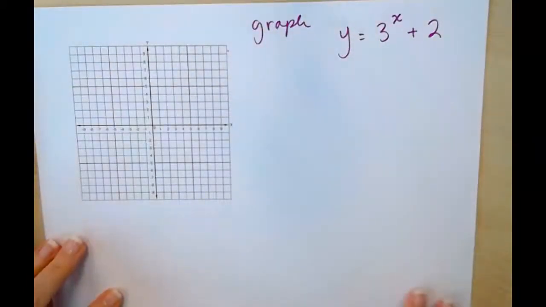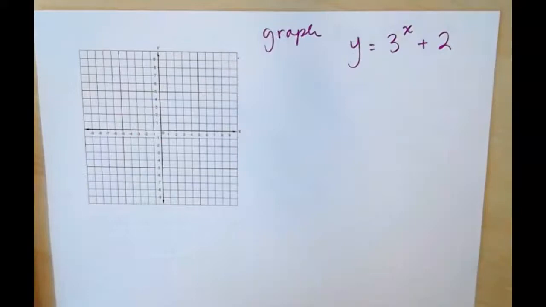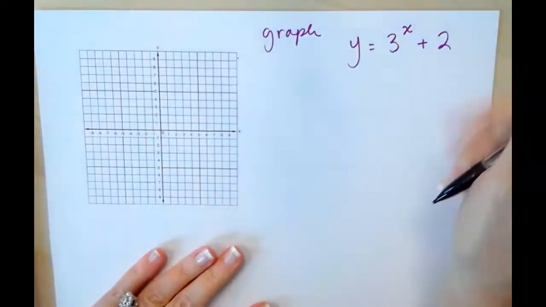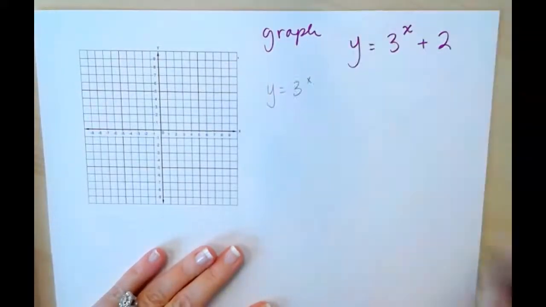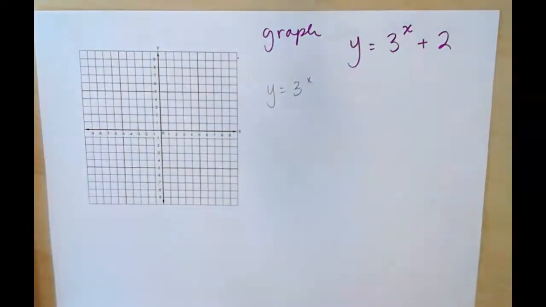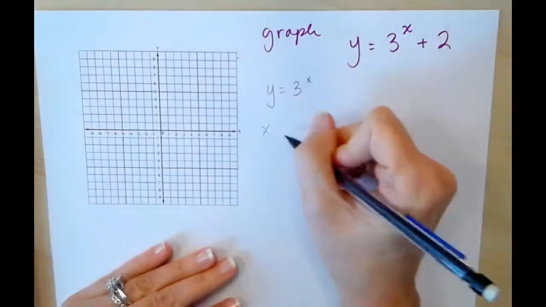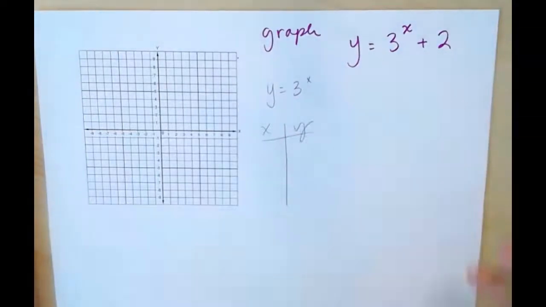Let's graph. Y'all want some graph paper? It's right up here. So if we have y equals 3 to the x plus 2, how about let's first graph y equals 3 to the x, the parent function. If we're going to graph y equals 3 to the x, let's make a quick xy chart.